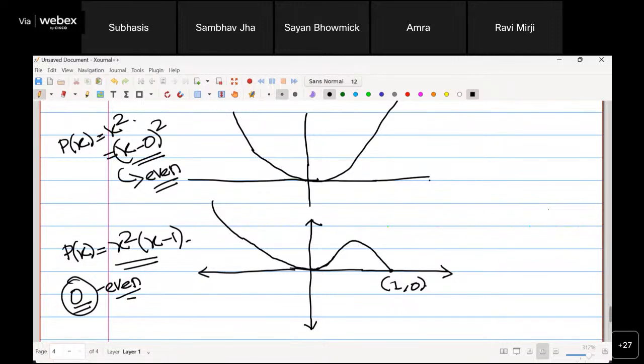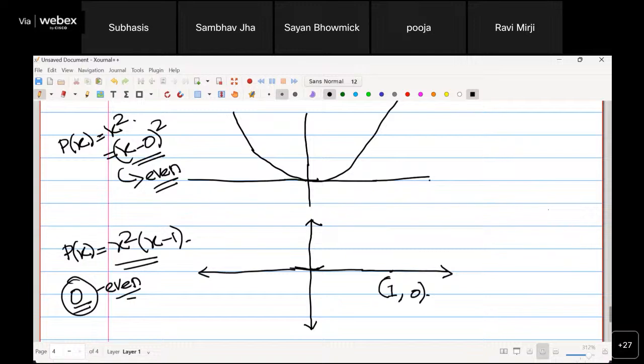It's going to cross. Okay, I guess this is not the correct way. Let me tell you why, because certainly it can't. Because the leading coefficient is positive, sir. Yes, correct. So it will come from that side first.